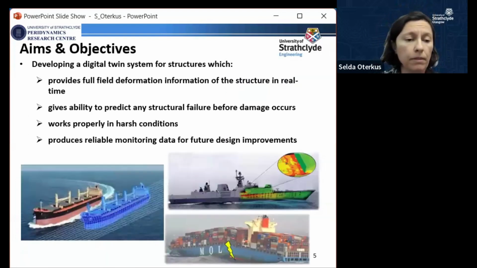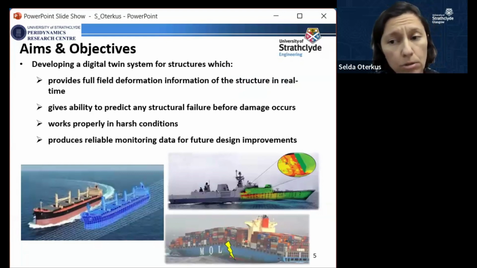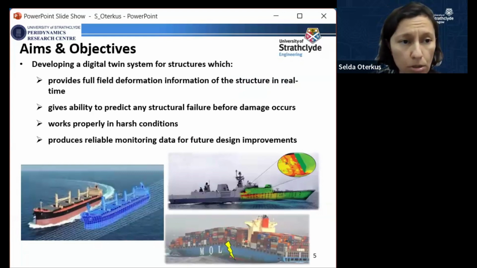So our aim is to prevent all these undesirable conditions. As engineers and researchers, we need to bring a solution. And one potential solution is digital twin systems. Today I'm going to talk about this. Our goal is to develop digital twin systems for structures which provide full field information about the structure in real time during the operation process. It gives the ability to predict any structural failure before damage occurs, it works in harsh environmental conditions, and it produces reliable monitoring data for future design improvements.